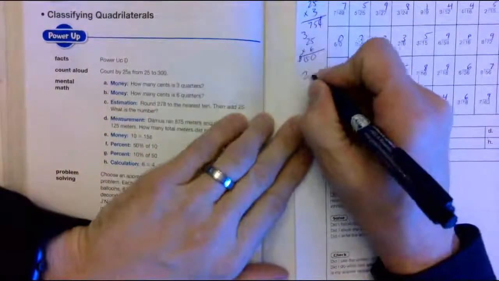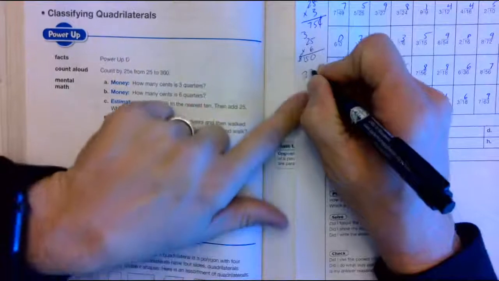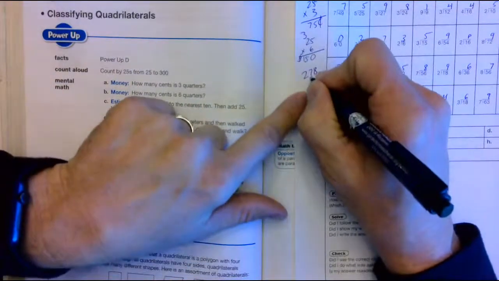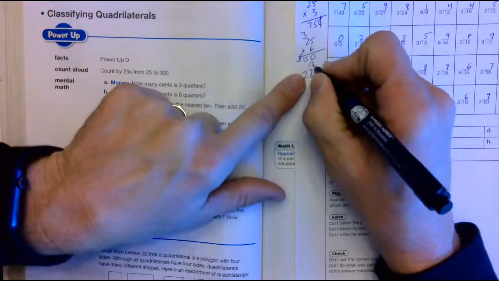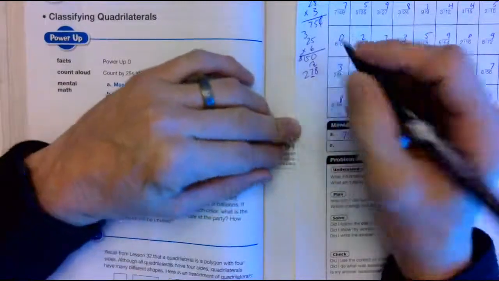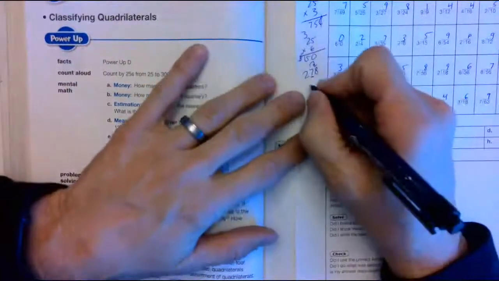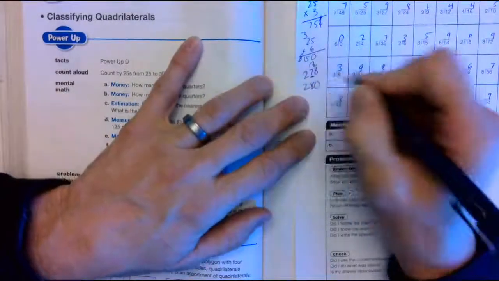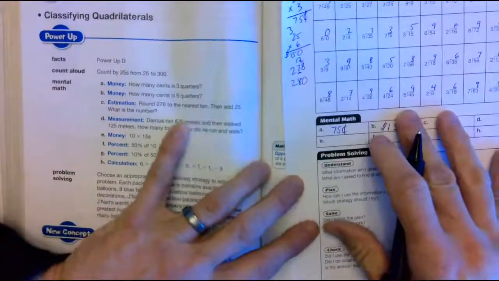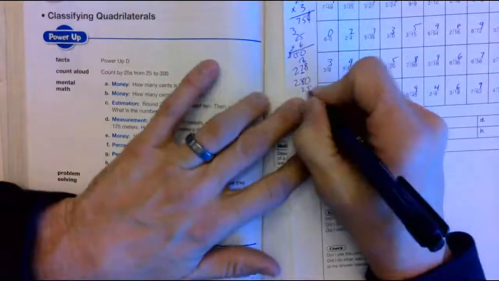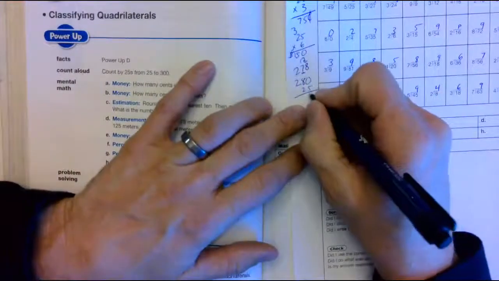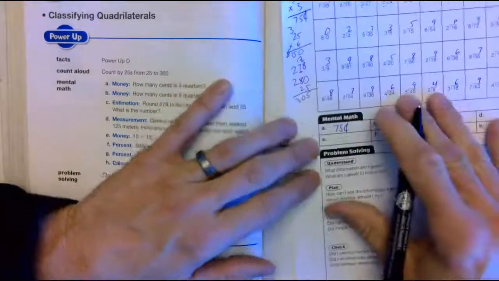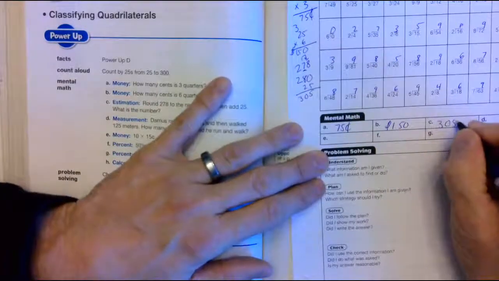C says round 278 to the nearest 10. So we're going to round 278 to the nearest 10. At the 7, look back to the 8. 8 tells you to go up 1 time. The 7 is going to turn to an 8. Everything after is a 0. Keep everything before it. 280. Now it says then add 25. I don't know why we rounded and then add a 5, but we did. And you come up with 305.